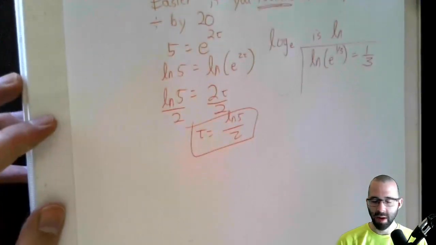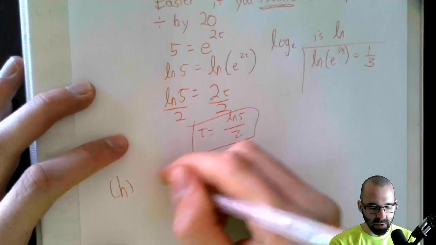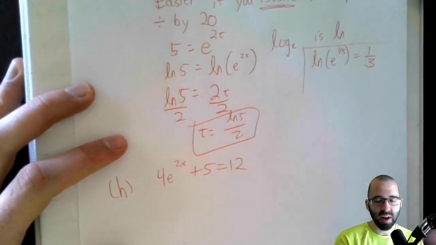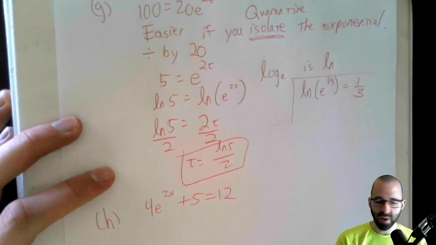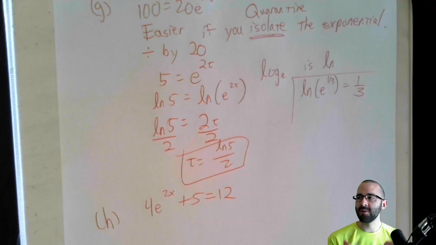Okay, so part H is going to be 4 e to the 2x plus 5 equals 12. And so we're gonna take our lesson that we got from G. We're gonna take what we learned from G.